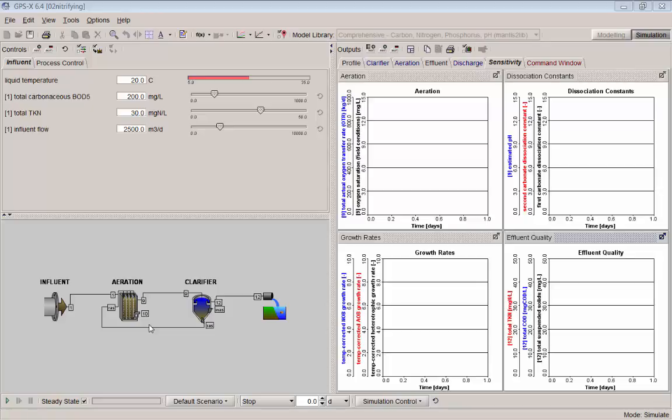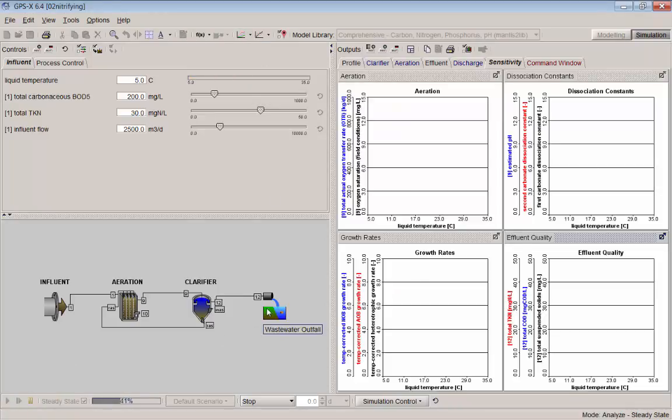And then what I'm going to do is run a sensitivity analysis on temperature. I'm using the GPSX analyzer function, which is found up here, and I'm going to adjust liquid temperature from 5 degrees Celsius up to 35, which is a fairly extreme range, but let's just do that so that we can illustrate our point. I've plotted a number of things that are functions of the equations that I've been showing you earlier. So I'm going to turn that on, and I'm going to let this run, just for steady state.